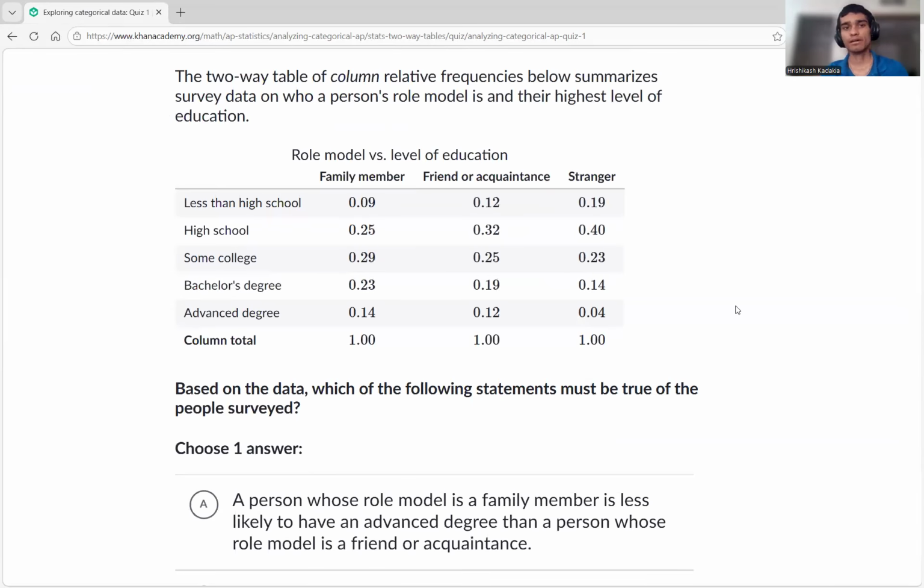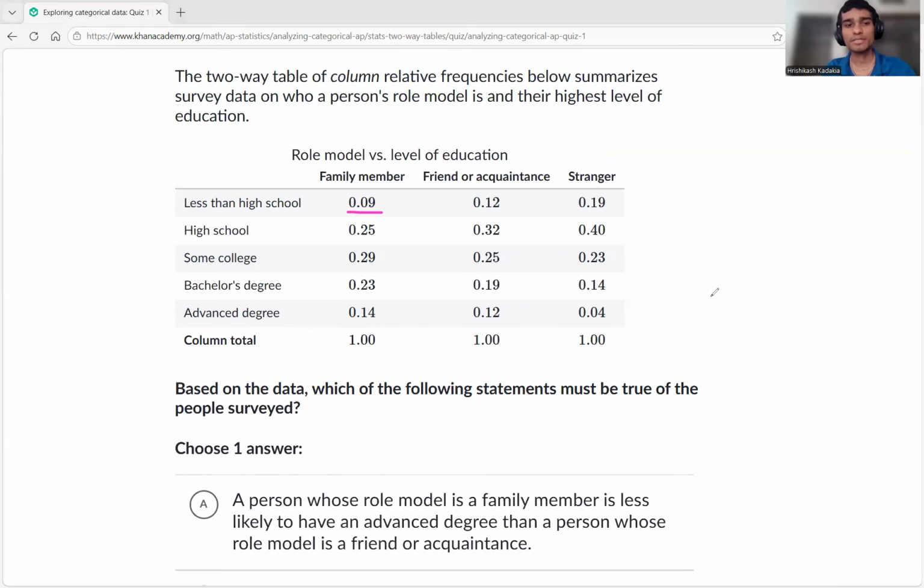This is just summarizing the survey data on a person's role model and highest level of education. They're showing role model as family member, friend or acquaintance, or stranger. Given that a person has a friend as a role model, 25% have finished some college, 90% have finished a bachelor's degree, 12% an advanced degree, 32% high school, and 12% less than high school. So people whose role model is a family member are least likely to have finished less than high school, because 9% is the least.